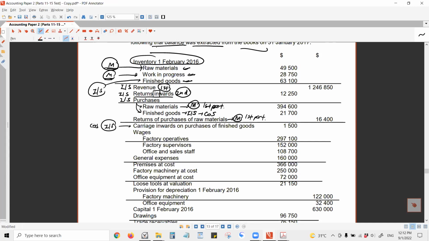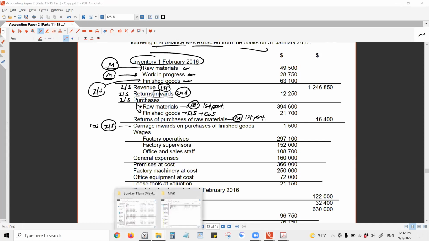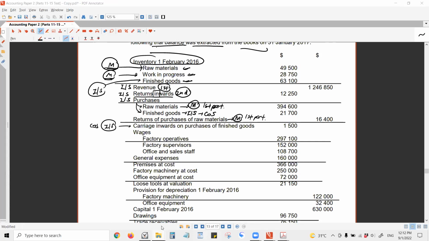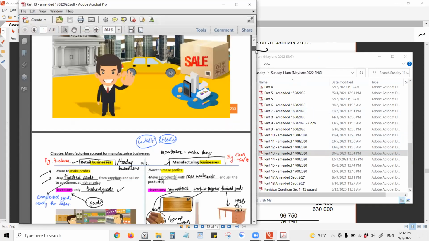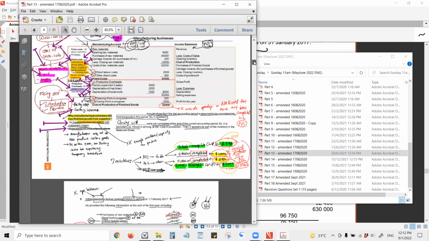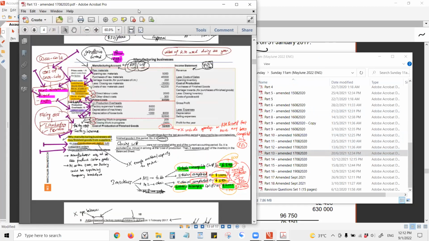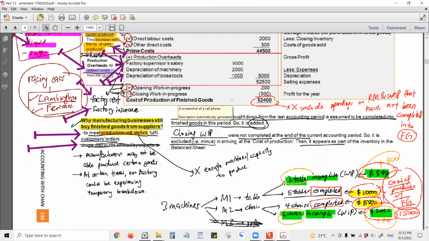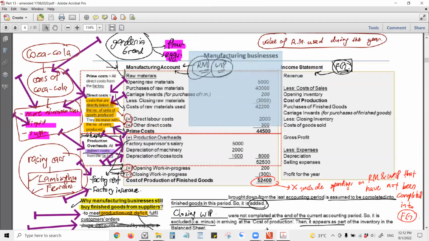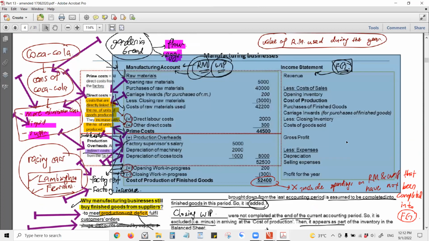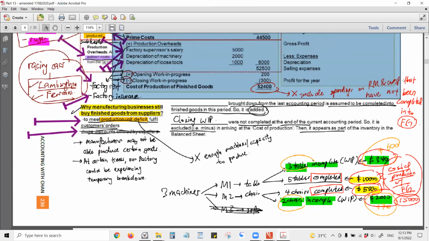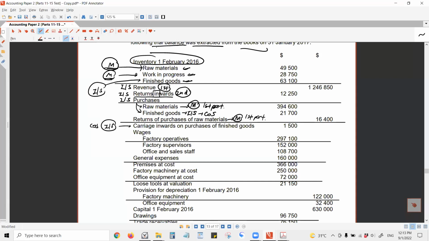Okay, if you do not know what I'm doing, that means you have to see your notes again. Your notes for this is in chapter 13. Page 236, okay? Page 236 of your material. I have a sample of a manufacturing account here for you, as well as the relationship with the income statement. Okay, this is in your chapter 13. Now come back here.